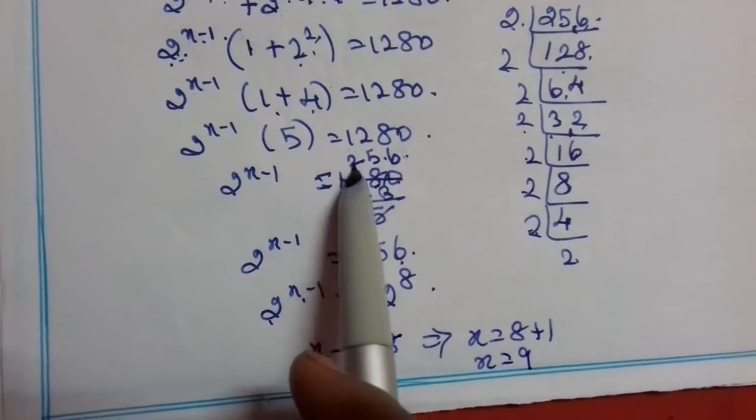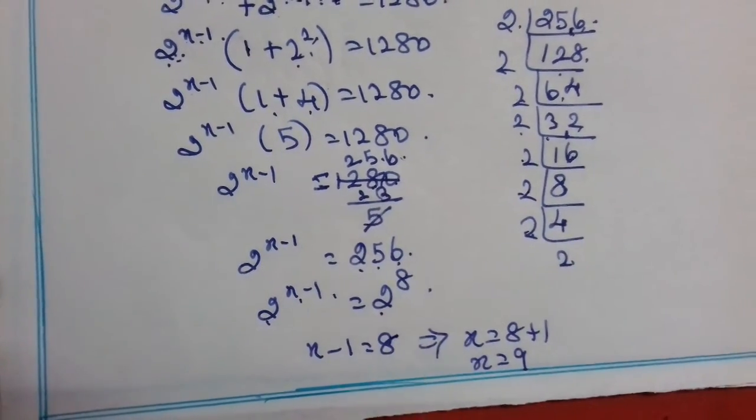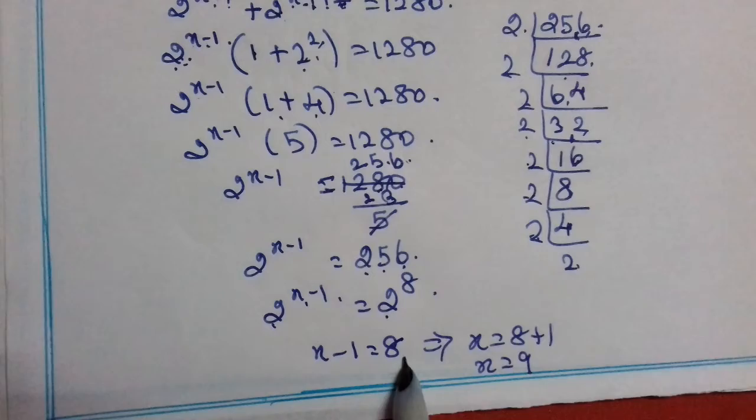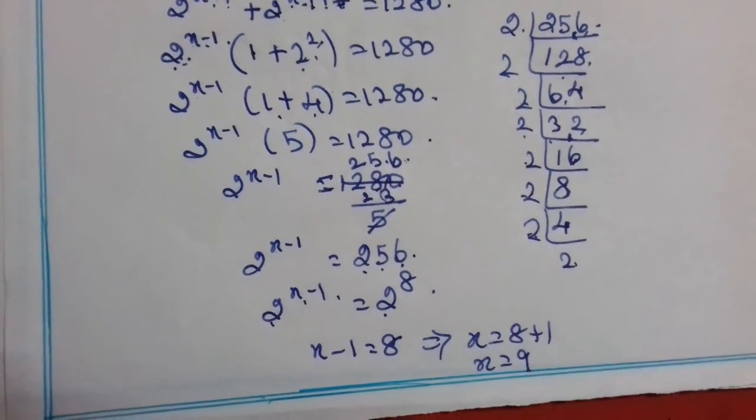If we divide by 5, we get the answer 256. When we divide 256, we can write it as 2 power 8. x minus 1 is equal to 8, x equal to 8 plus 1, so x equal to 9 is the answer.